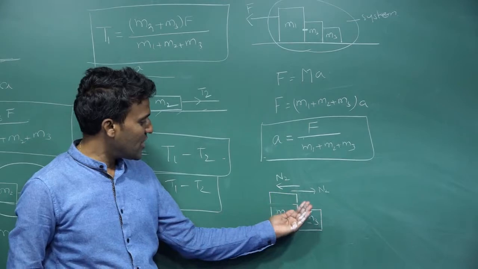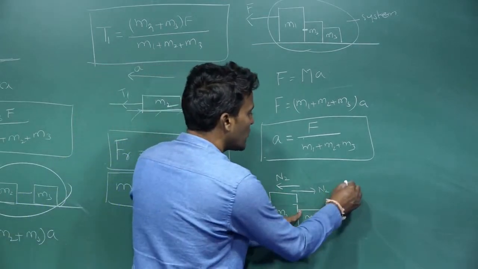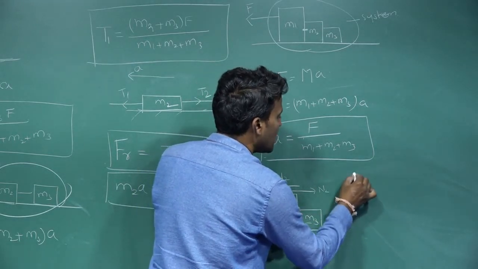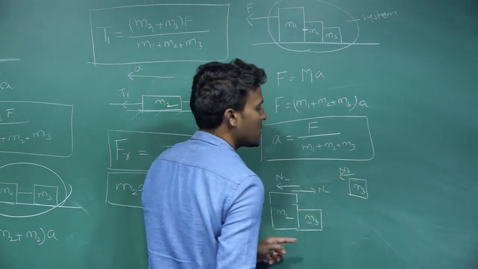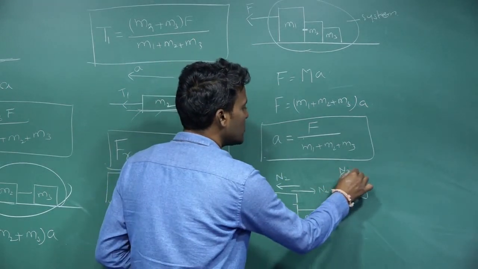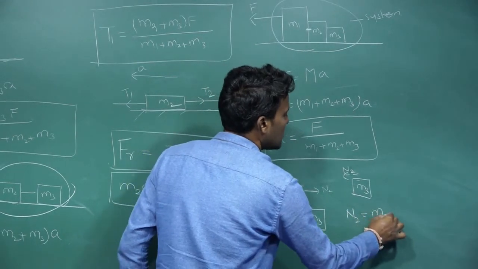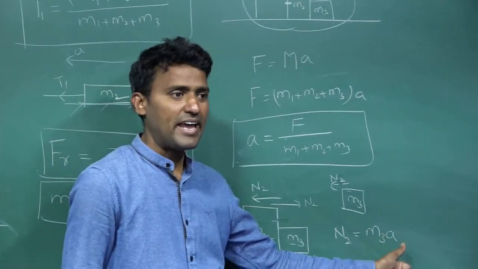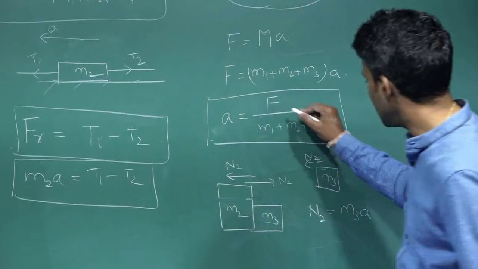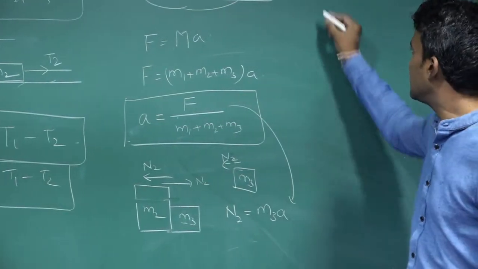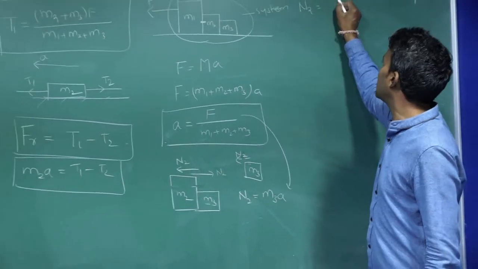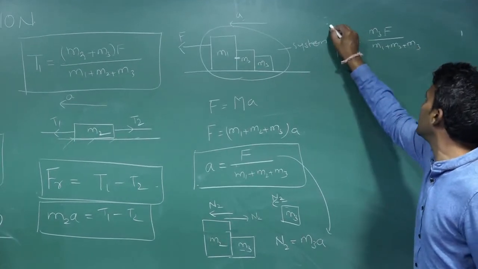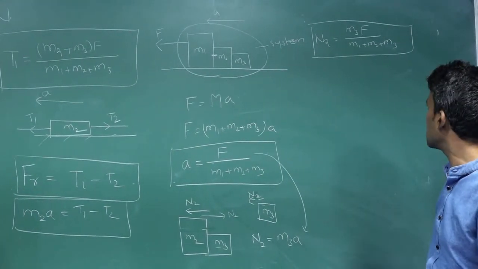Now considering this direction, N2 is from the free body diagram of M3. In the free body diagram of M3, the normal force is N2. So N2 is equal to M3A, as there is no opposing force here. We already calculated A, so substituting: N2 is equal to M3 into F divided by M1 plus M2 plus M3. N2 is equal to M3F divided by M1 plus M2 plus M3.